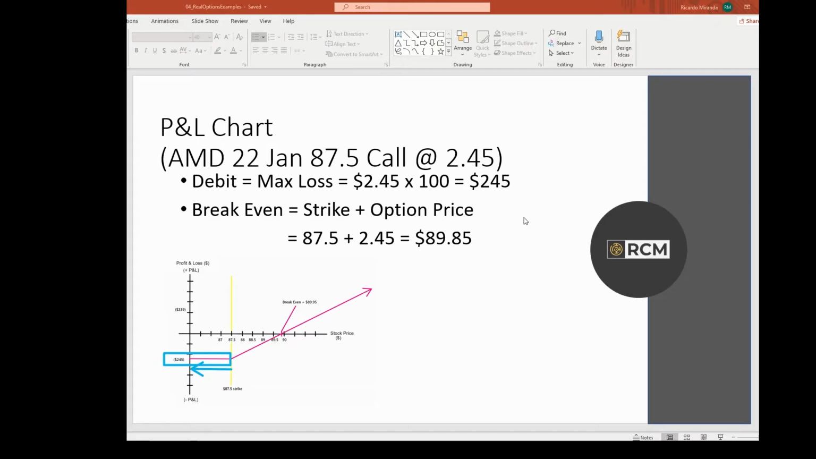And that's what the 245 represents. We multiply by 100, we get 245. This is the debit at the time that I purchased the option, and it also represents the max loss. I can't lose more than this. Okay, so if the price goes to zero, the most I can lose on this option is $245.